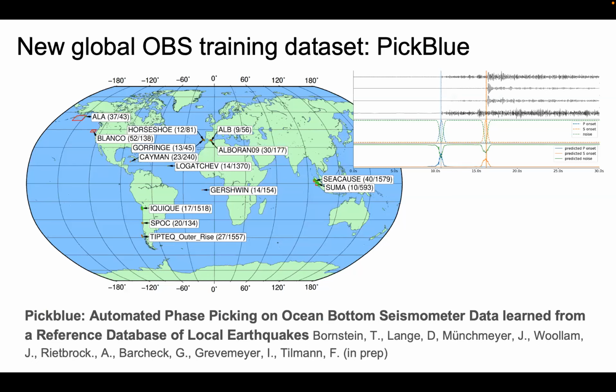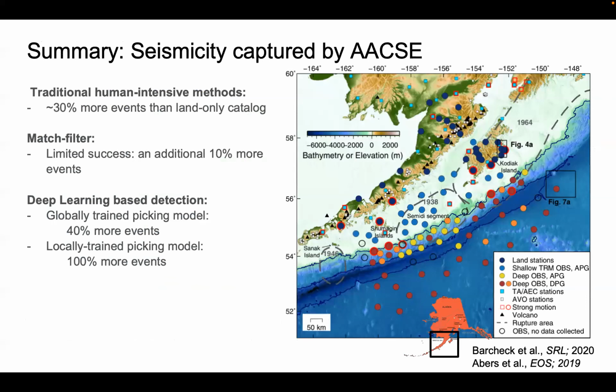I wanted to point out that if you are working on something with ocean bottom seismic data and you're encountering problems that your machine learning algorithms don't know what it looks like, there is a new global OBS training data set being created by a group in Europe called PicBlue. The Alaska amphibious data set will be part of this. And there's a poster at EGU if you're interested in it. Check it out.